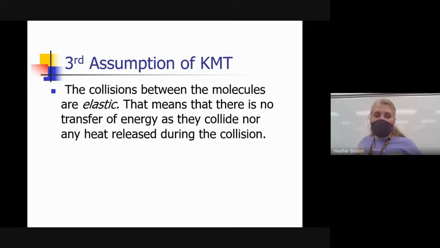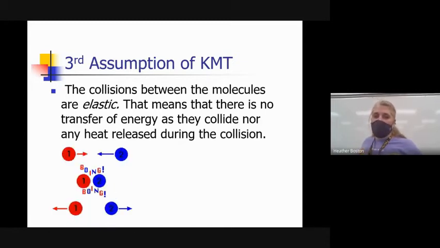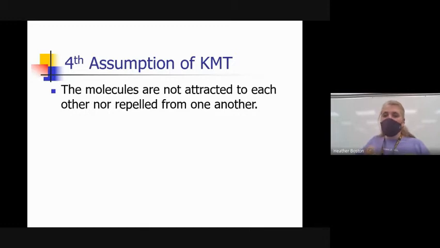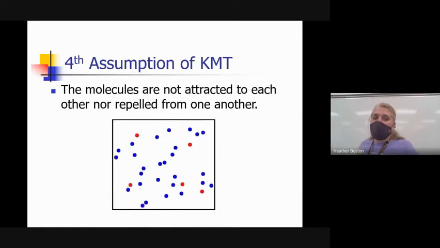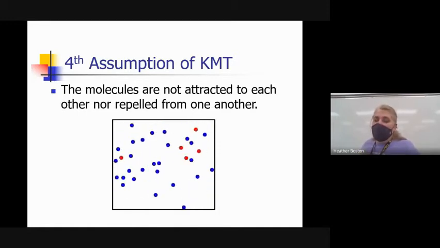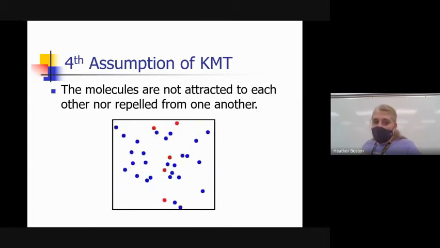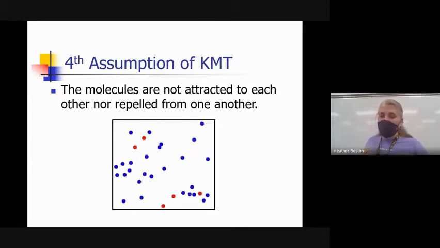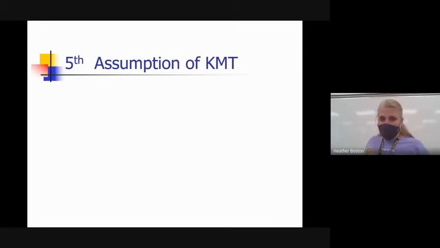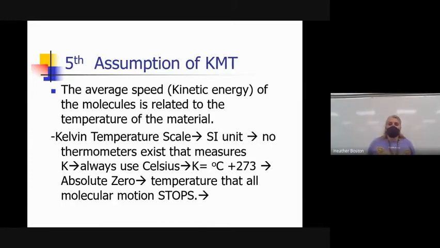The next one is that collisions between molecules are elastic. That means that there's no transfer of energy as they collide or any heat released during the collision. Now, logic tells you, if you know anything about physics, that that's not possible. For every action, there's an equal and opposite reaction. But molecules are so small that we can ignore that to make our problems more straightforward. The next one is that molecules are not attracted nor repelled from each other. You'll also learn later on in chemistry that this is also not possible. But it's one of those things that we can ignore to make a problem a little bit simpler, because the attractions don't change the way gases behave that much. And then the last one is that temperature is related to the kinetic energy.